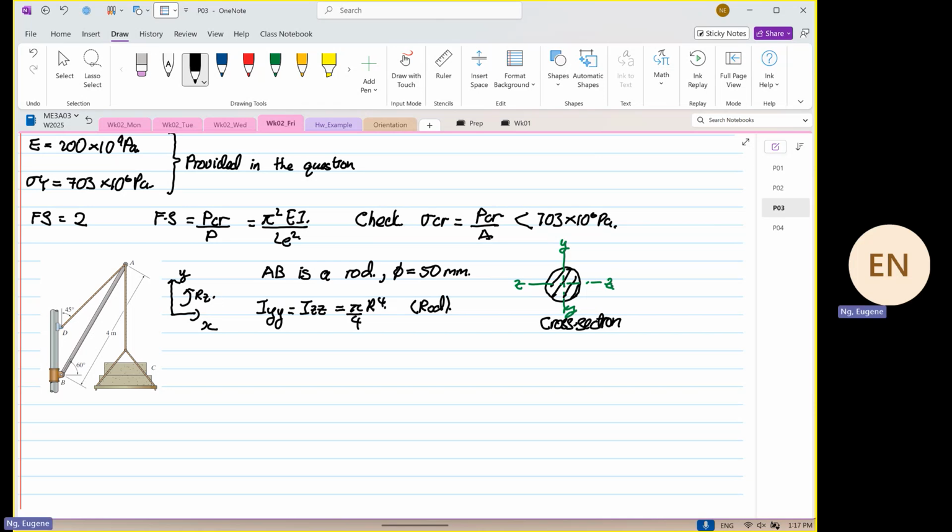So over here, this problem doesn't have a dilemma telling you which is Y or which is Z. No matter what, IYY and IZZ are going to be the same.